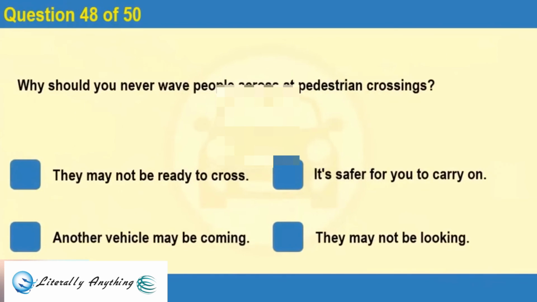Why should you never wave people across at pedestrian crossings? 1. They may not be ready to cross. 2. It's safer for you to carry on. 3. Another vehicle may be coming. 4. They may not be looking.